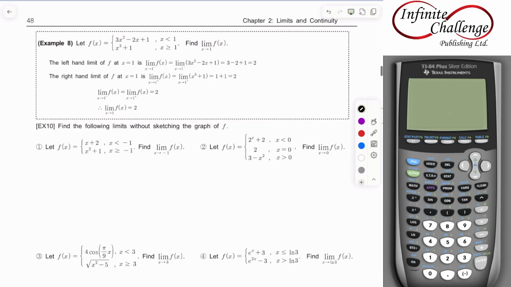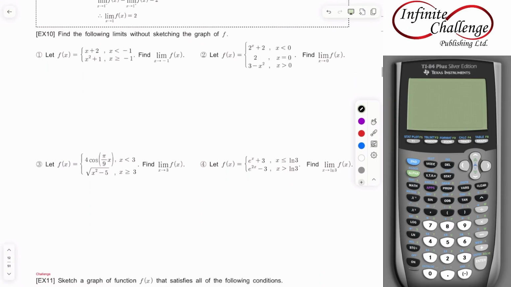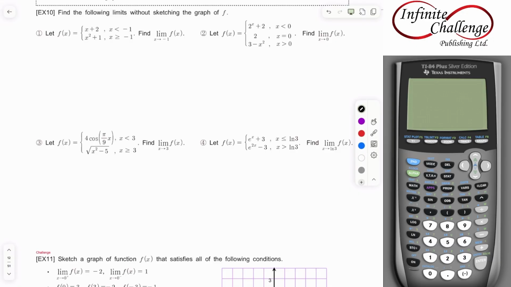Okay? Let's use our newfound abilities on an example question, something like exercise 10, where I give you a piecewise function broken apart at a particular x value, and I want you to find the limit as x approaches that same x value. For number 1, I would start by saying that the left-hand limit as x approaches negative 1 minus of f of x, because x is approaching a value less than negative 1, is equivalent to the limit as x approaches negative 1 minus of x plus 2, which by direct substitution becomes negative 1 plus 2, which is 1.